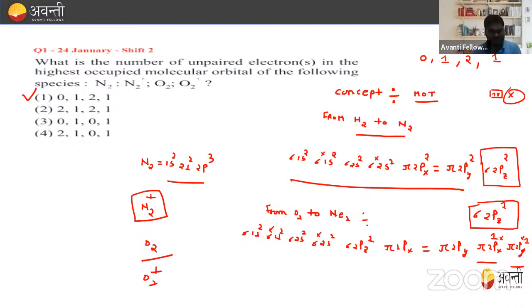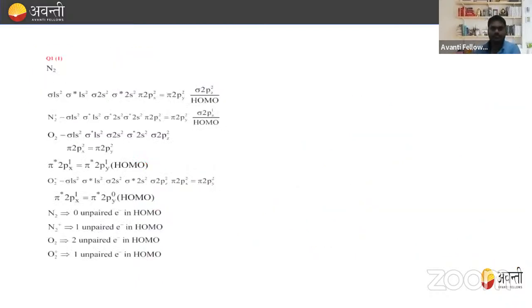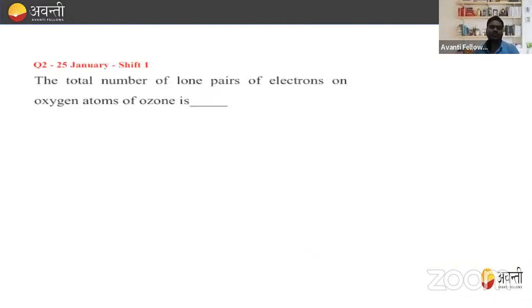So I hope it is clear, and by using such concepts, you can solve as many questions as you can. Next, move to the next question, and we discuss the concept and the level of the question also. I think this question is a medium question. We can't say it's a very easy question, but it is a medium question. You can solve such types of questions. Okay, good. Now, next question.